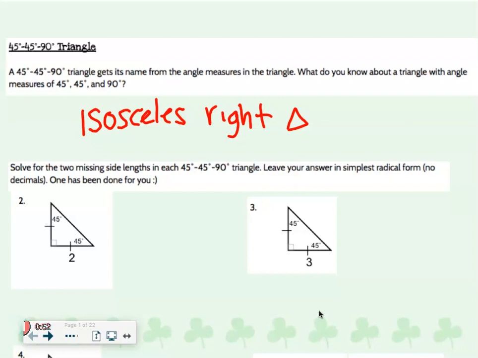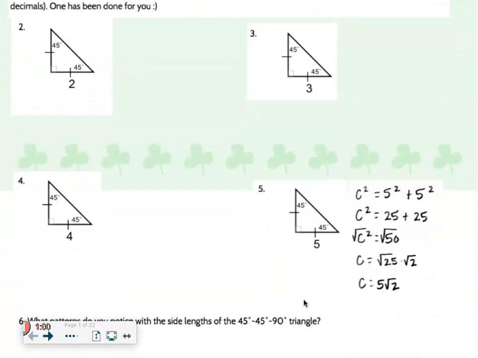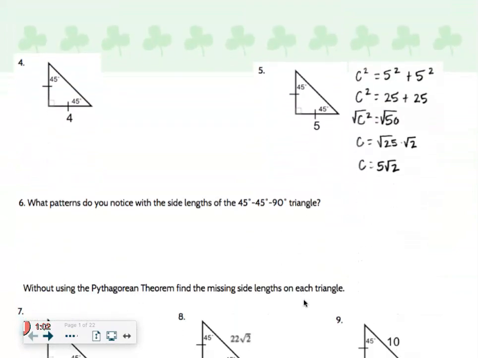One of them has been done for you on there. It says, solve for the two missing side lengths. Leave your answer in simplest radical form. So if we look at this one together, if I know my side length is 5, what would this side right here be? 5. Now how could we find the hypotenuse? What theorem would we use?